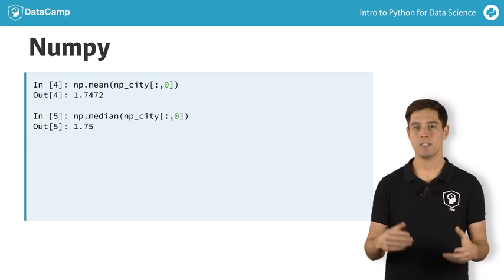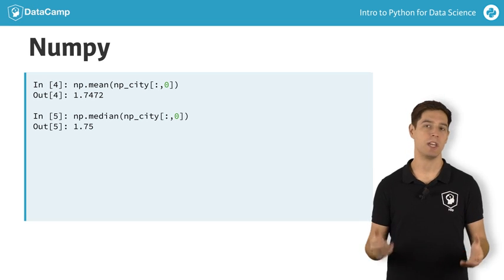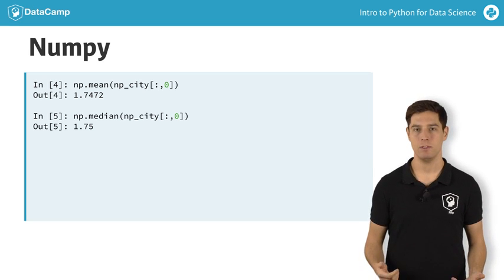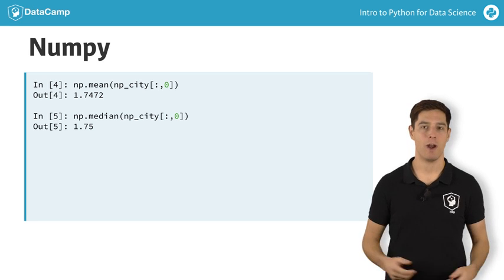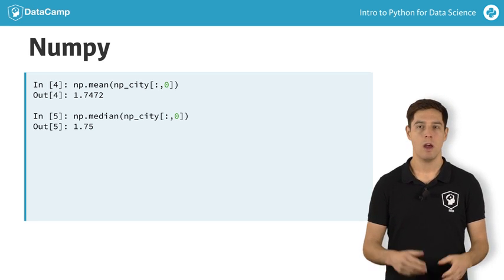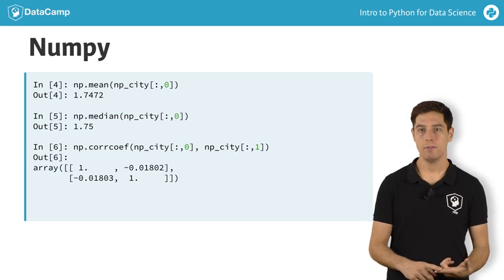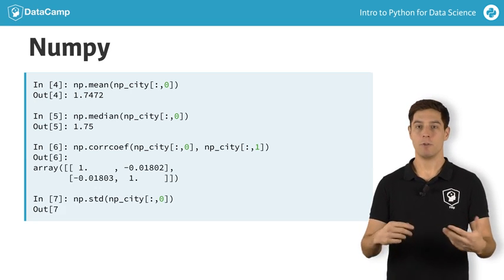Often, the summarizing statistics will provide you with a sanity check of your data. If you end up with an average weight of 2,000 kilograms, your measurements are most likely incorrect. Apart from mean and median, there's also other functions, like corrcoef, to check if, for example, height and weight are correlated, and std, for standard deviation.